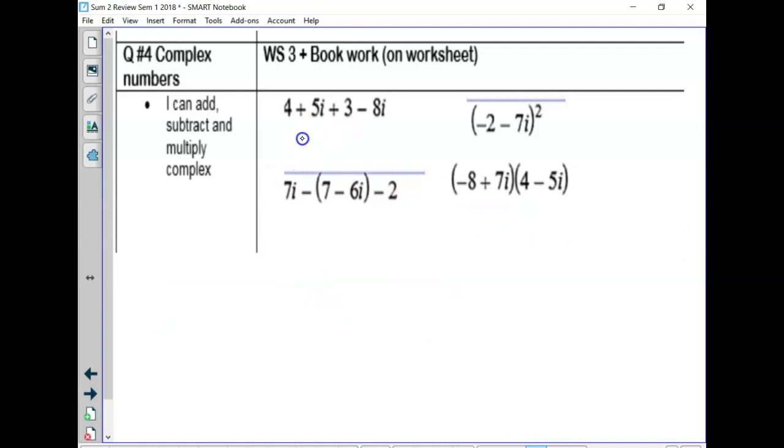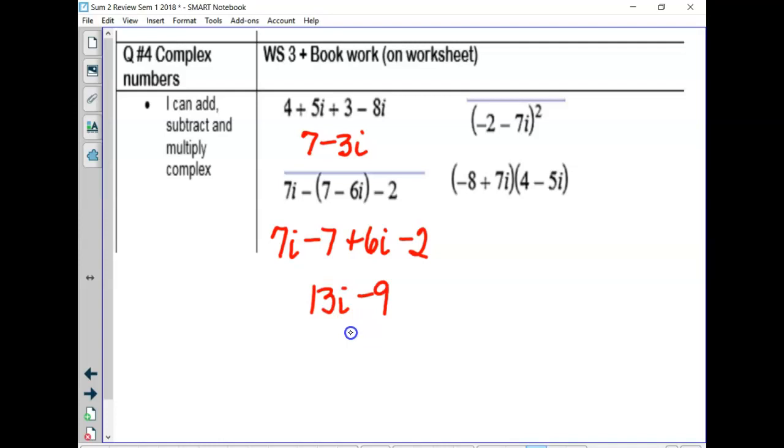The first one, what would you get? Add like terms. 7 minus 3i. The one underneath it would be 7i minus 7, then minus a negative 6i would be plus 6i minus 2. I just distributed the negative, so then I'd have 13i minus 9, I think. Did someone else get that? And the book would always put the real part first, so they would write negative 9 plus 13i. I totally don't care, okay?